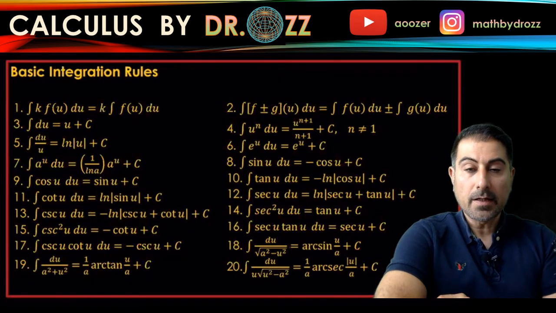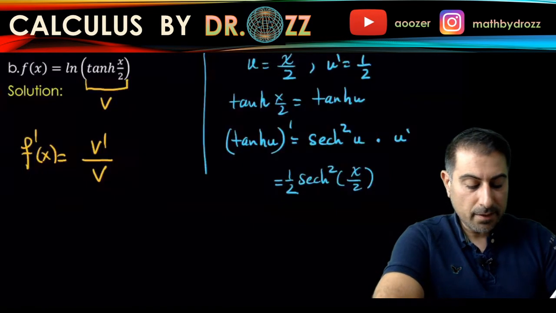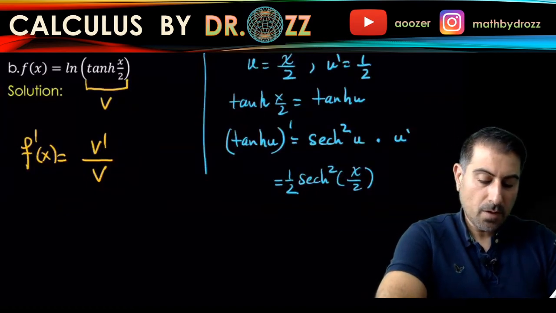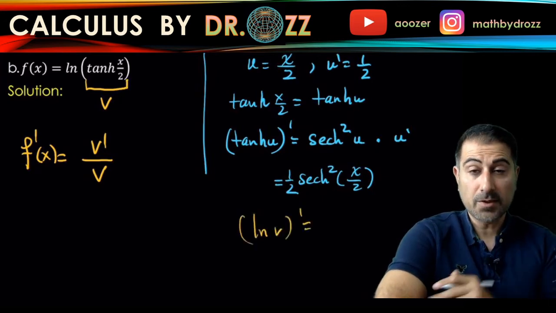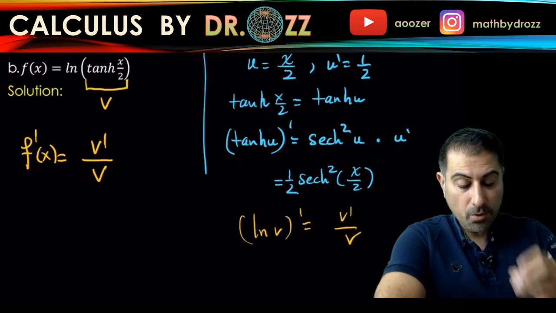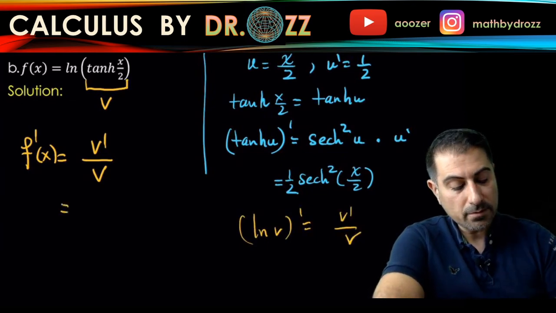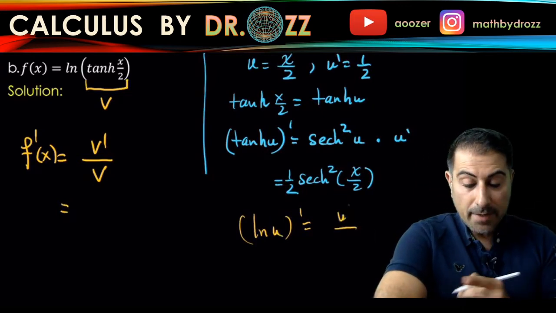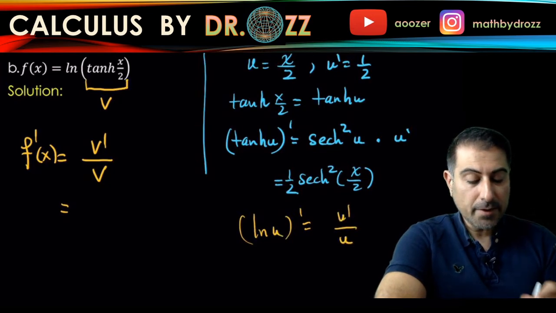ln v, let me just write that here. ln v prime is v prime over v. Okay, please check this formula. I just wrote it. Or you can go with the u version of that, right? ln u prime over u. Okay. All right, v prime is just calculated here in blue.